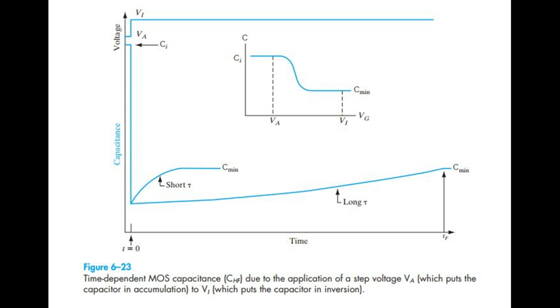Figure 623. Time-dependent metal oxide semiconductor capacitance due to the application of a step voltage from VA, which puts the capacitor in accumulation, to VI, which puts the capacitor in inversion.